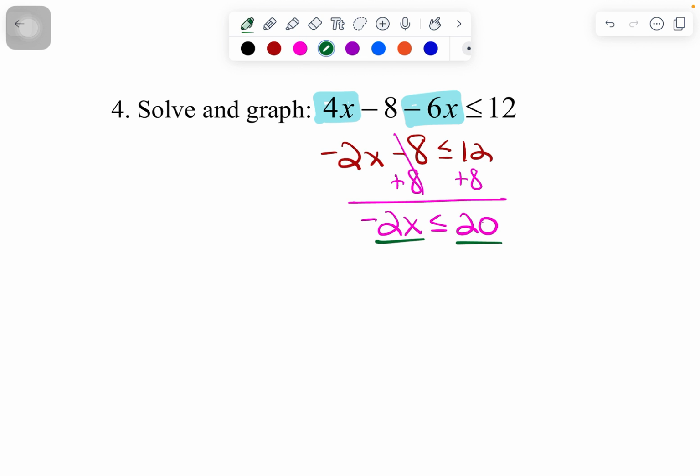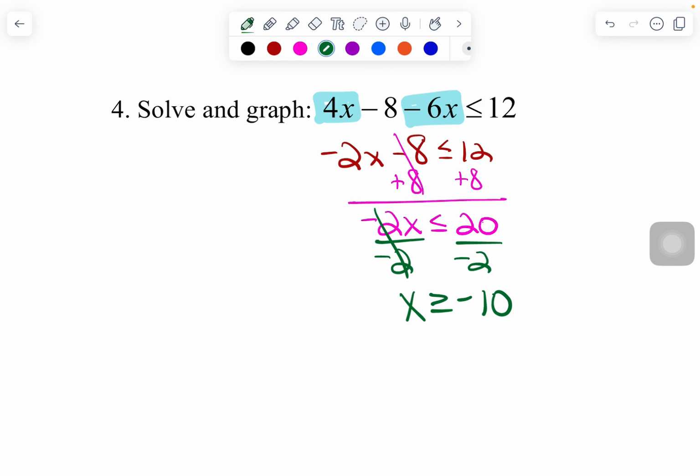Now I got to pay attention because what I'm about to do is divide by a negative 2. And it doesn't matter that I'm dividing by 2. It matters that I'm dividing by a negative. And when I divide by a negative, that inequality sign right there has to flip. So we started off less than or equal to. Well, now it's going to flip. So x is greater than or equal to, and now I'm going to finish it. 20 divided by negative 2 is negative 10.